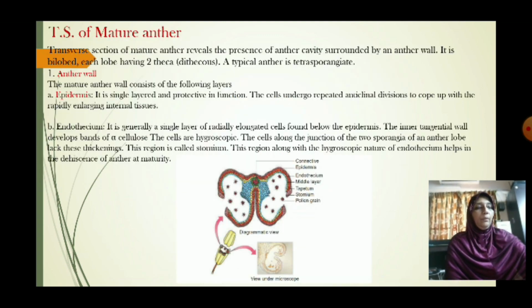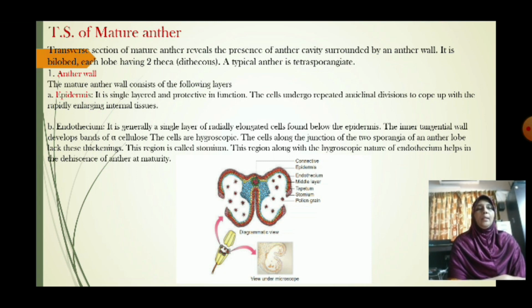The next one, we are going into the structure of a mature anther. The transverse section of a mature anther reveals the presence of an anther cavity surrounded by an anther wall. It is bilobed, each lobe having 2 thecae, dithecous. A typical anther is tetrasporangiate.